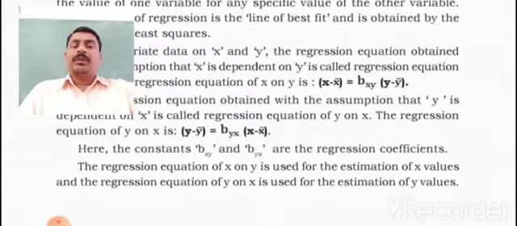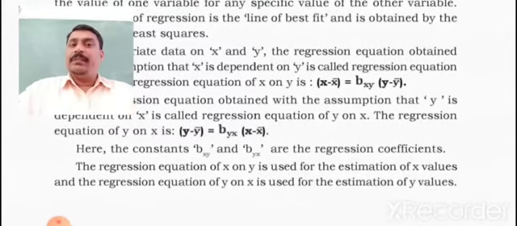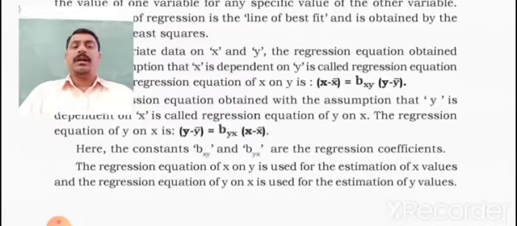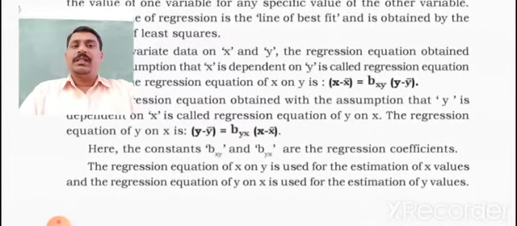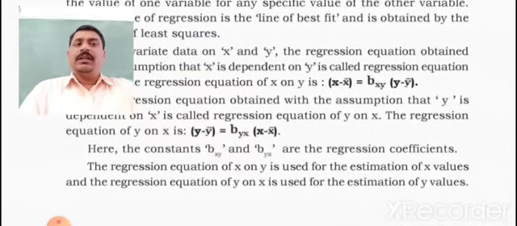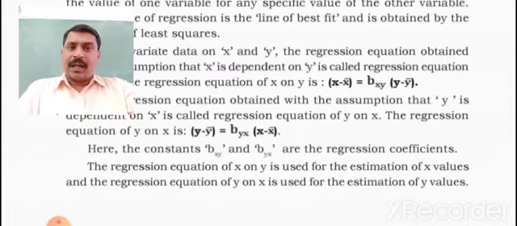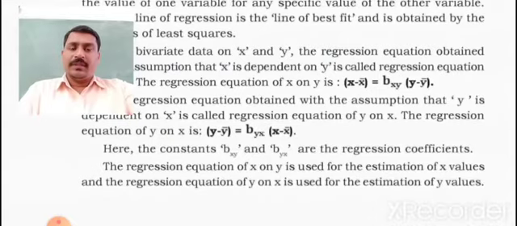So here, as I said, bxy and byx are two regression coefficients, and the values of these two coefficients are totally different, and even the formula to identify bxy and byx is totally different. So what are the formulas to find them? Regression equation x on y is used to find the estimated value of x, and regression equation y on x is used to find the estimated value of y variables.